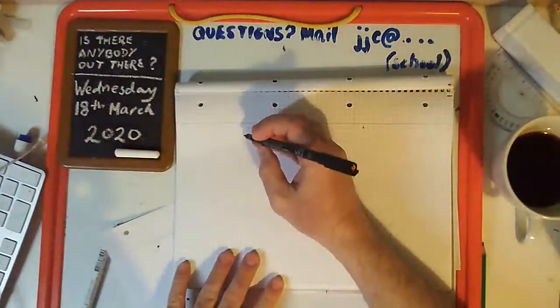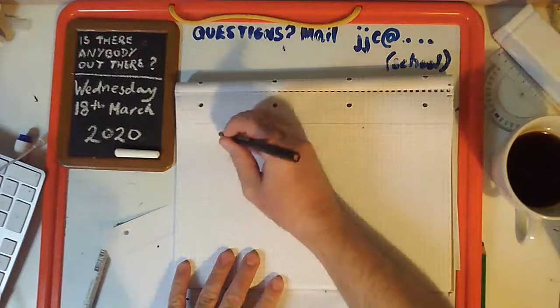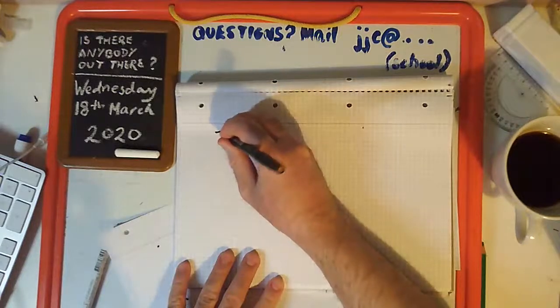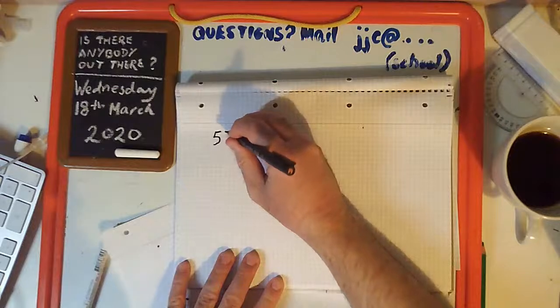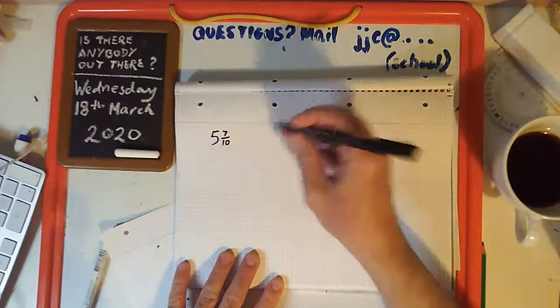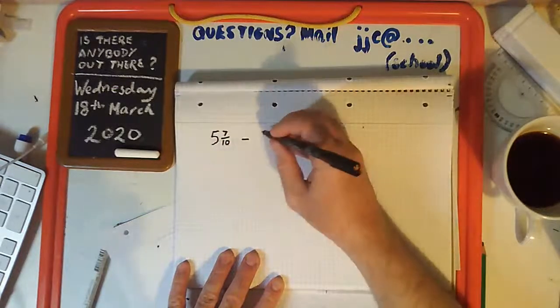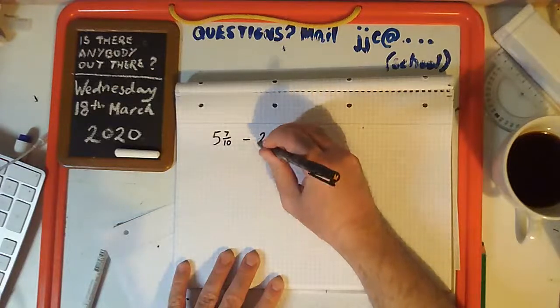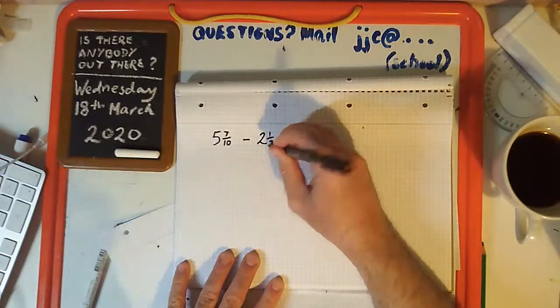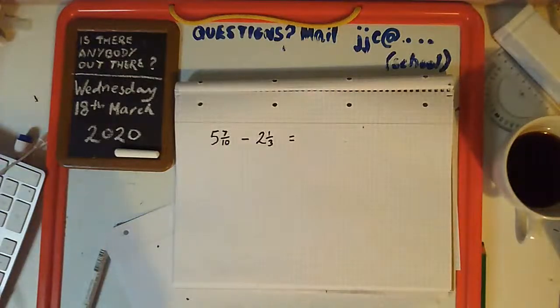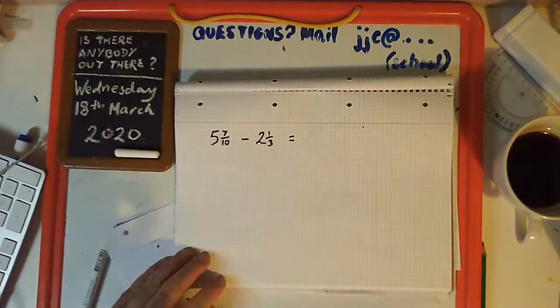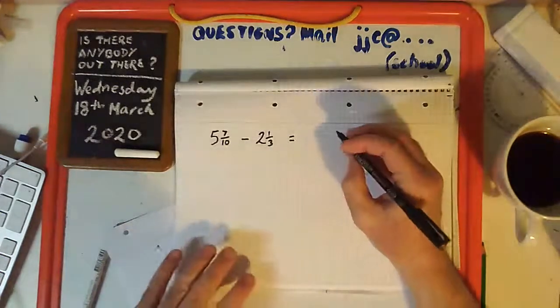Okay, so next thing I want to do is subtraction. So let's say 5 and 7/10, why not, minus 2 and 1/3. So I'm going to do a couple of examples with fractions. This is a relatively simple one, and then I'm going to do one where there's some kind of a problem.